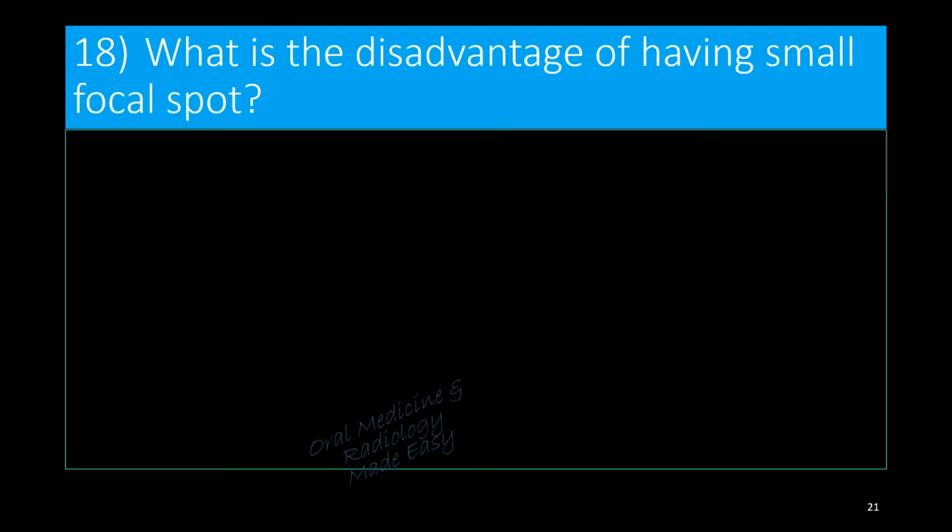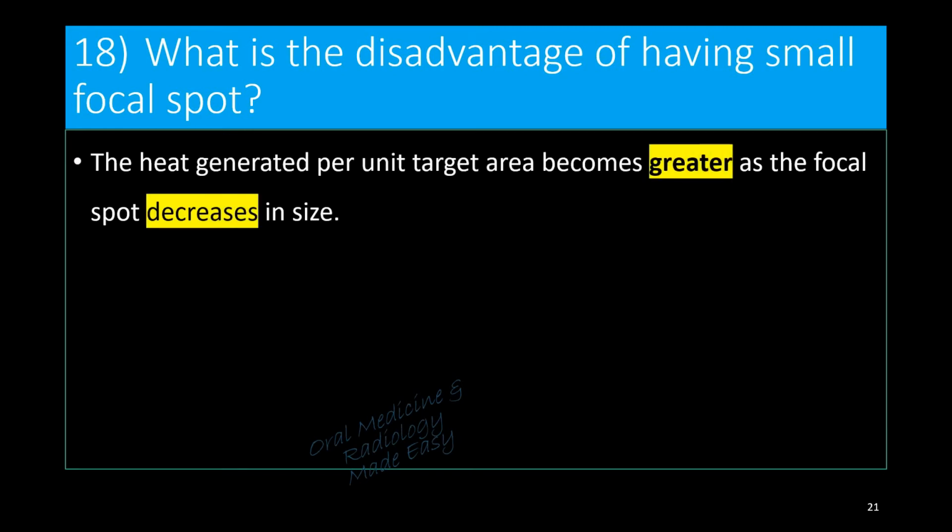What is the disadvantage of having a small focal spot? The heat generated per unit target area becomes greater as the focal spot size decreases. When the electrons from the cathode hit the target, 99% of their kinetic energy is converted to heat. So if the focal spot size is less, then the heat generated per unit target area becomes greater.